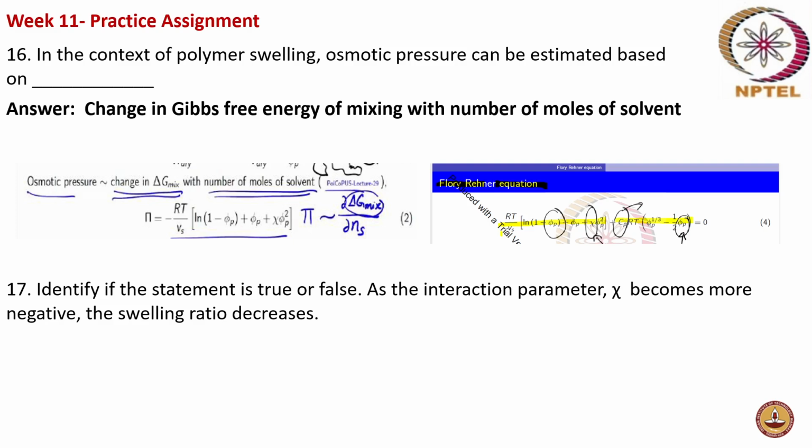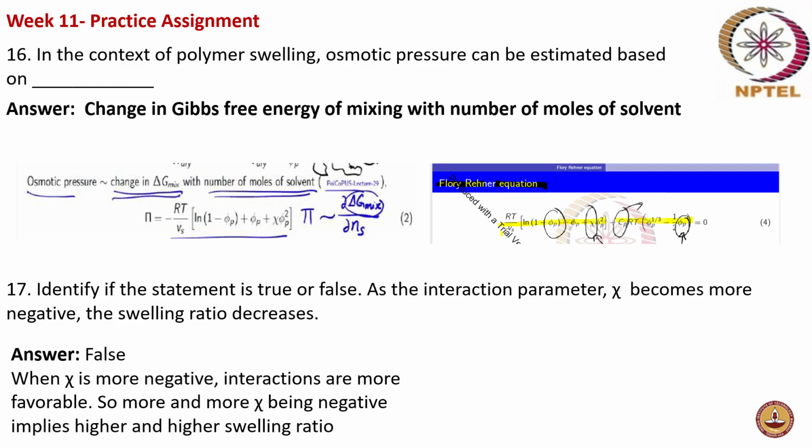So the crosslinked polymer network is not able to take up more solvent. Is it true? When chi is more negative, it is actually false. When chi is more negative, interactions are more favorable. When chi is more and more negative, there is much more attraction between the solvent and the polymer. So when there is more attraction, there is more take up of solvent by the polymer. That means the swelling is more. That means as chi becomes more and more negative, higher and higher swelling ratios can be obtained.